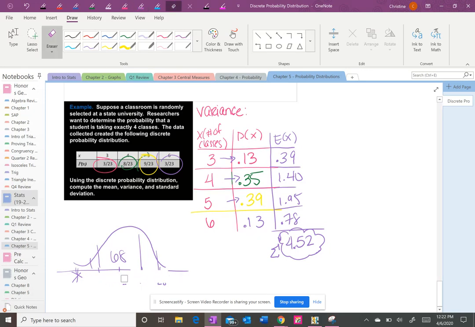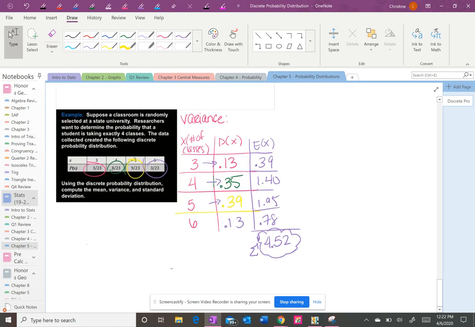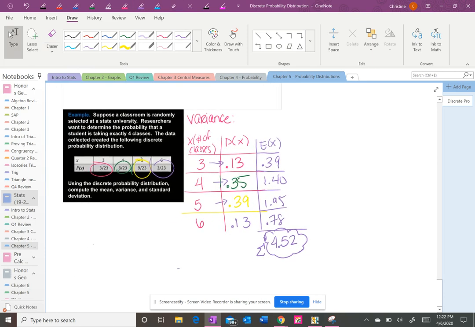Okay, so what we're going to do now is figure out what the standard deviation is for this problem. And here's the formula. In order to find the standard deviation, you first have to find the variance. The variance is going to be the distance that each of these numbers is away from the mean. And the standard deviation is how far away they are from each other. Okay, so it's a very easy formula.